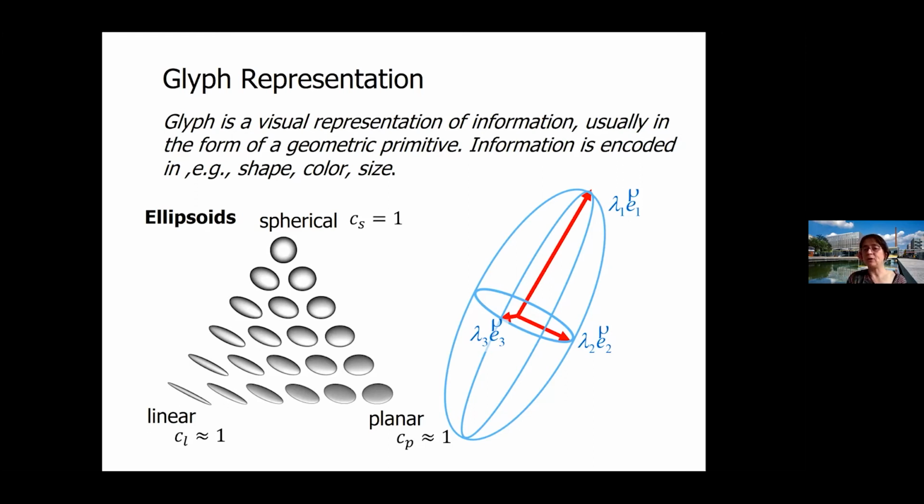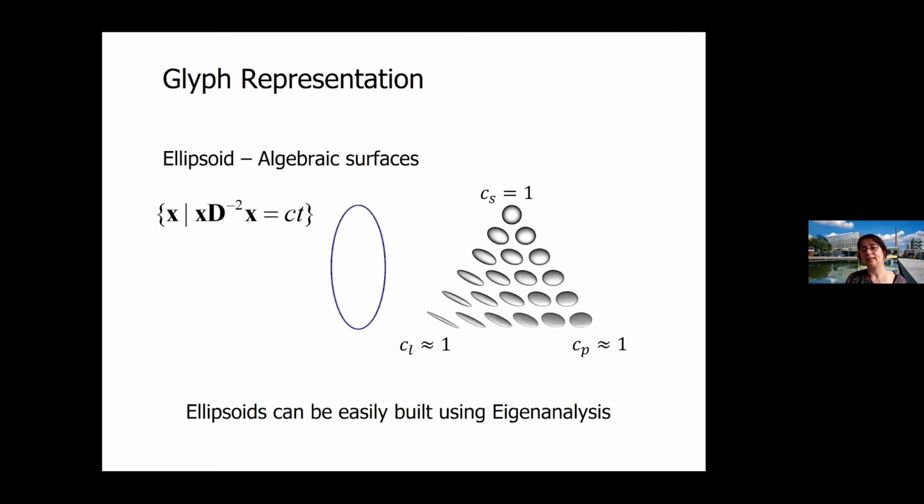And I already have been showing glyphs, right? So the ellipsoid is one of the most straightforward ways to show diffusion tensors. And this ellipsoid represents a constant probability of the probability distribution function that your diffusion tensor is representing. So you have this surface that you are generating by the formula that I'm showing here. And these are basically the ellipsoids.